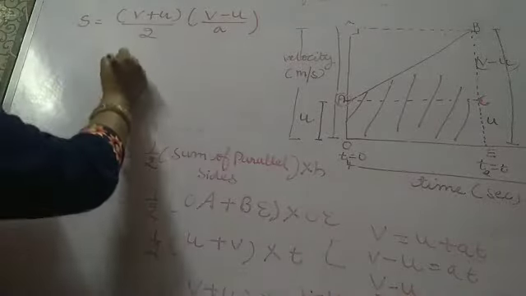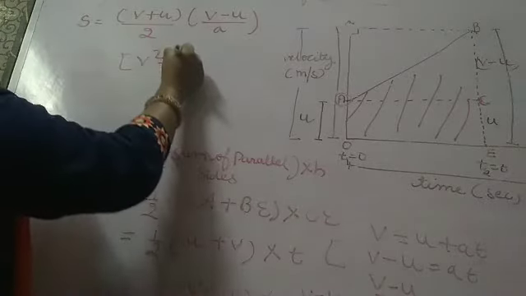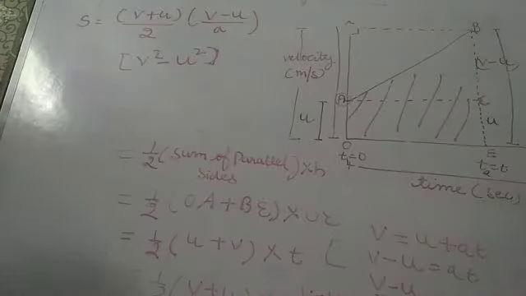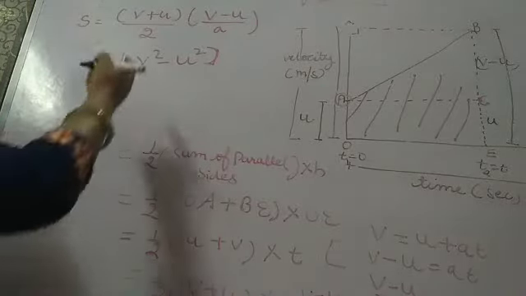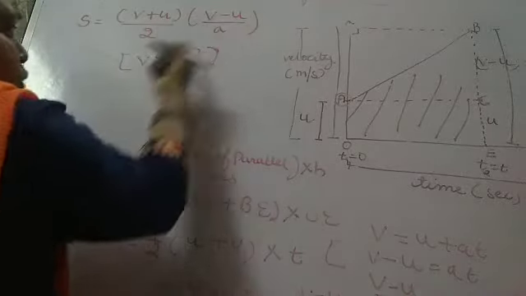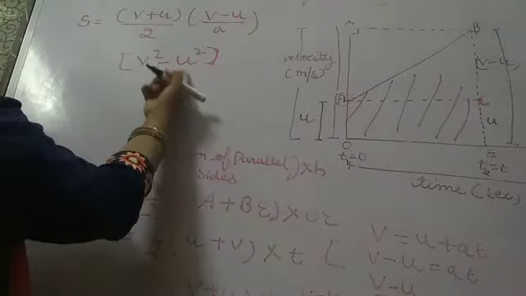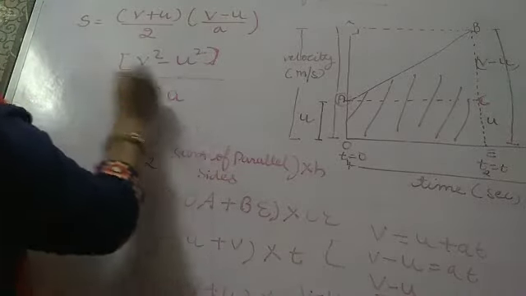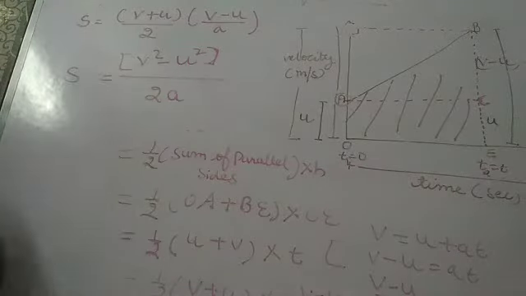What is A plus B times A minus B? It will become A square minus B square. Got it? In maths, you must have read this. Okay? So, can I write V plus U and V minus U as V square minus U square upon 2A, and it is equivalent to S.